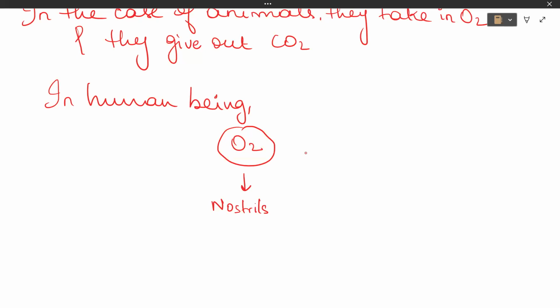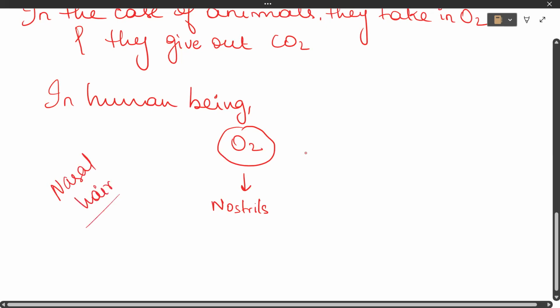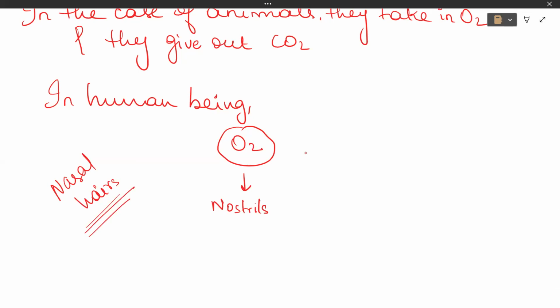The first reason is that in the nostrils, you might have noticed there are tiny hairs present, very fine hairs. Those hairs are known as nasal hairs. These hairs are present so as to catch the dirty or foreign particles that are there in the air. Anything that is undesirable is caught by the nasal hairs in the nostrils. Understood?